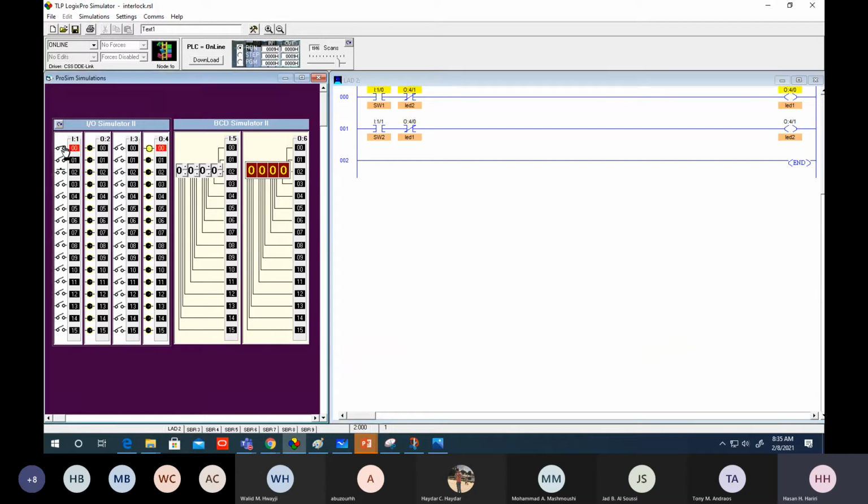So look, if I want my LED 1 to be on, now it is on. If I want my LED 2 to be on, it will never happen because LED 1 is on. Only if LED 1 is off and I turn on my switch 2, then it will be on. Now this is on. If I want LED 1 to be on, it will never happen because LED 2 is already on. Alright, any question regarding the interlock problem? No, doctor. Good.